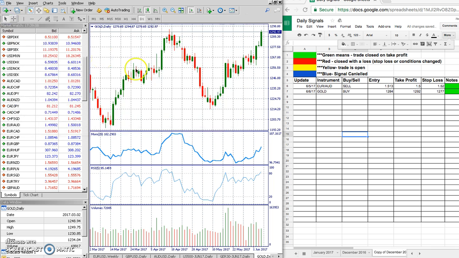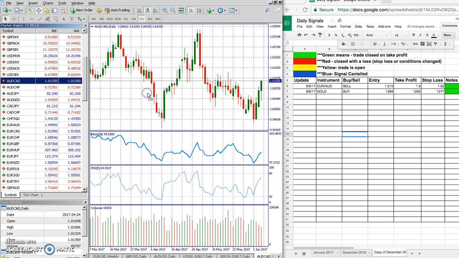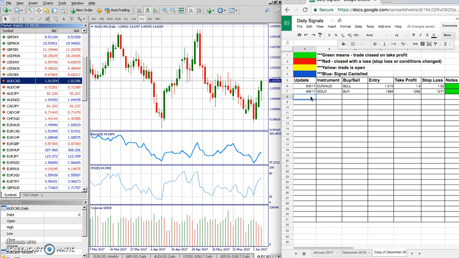But let's say, just for the sake of example, let's say Aussie Canadian dollar. So let's say I create a signal today, which is for tomorrow, 6/7/17. Let's put AUD CAD sell order, just for an example. Okay, don't take it as a signal, I'm just doing it for educational purposes.